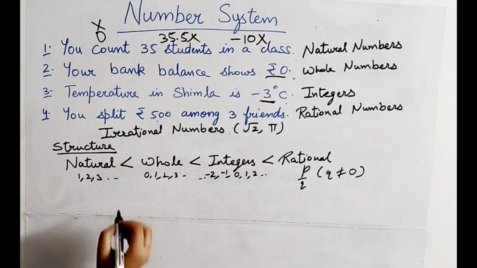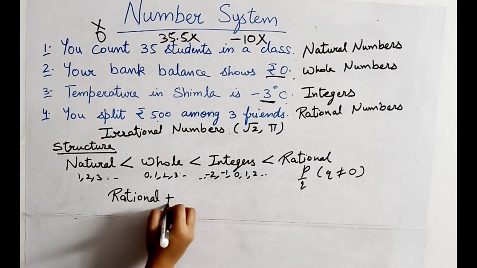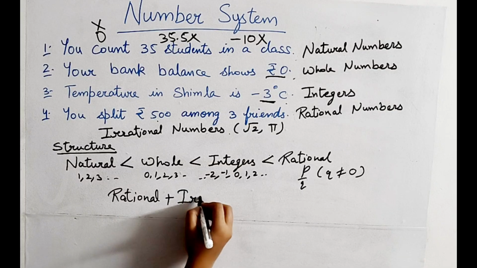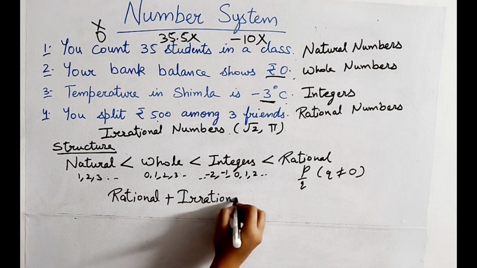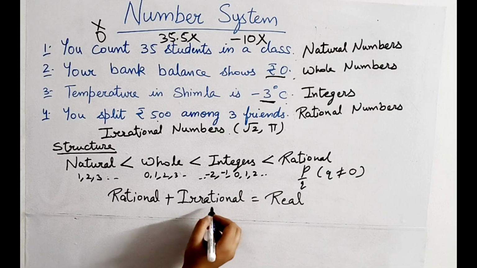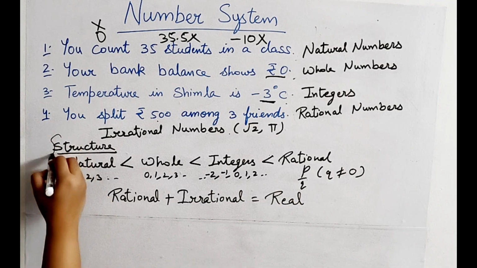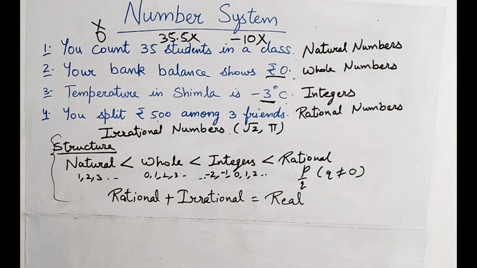Another important point is rational numbers plus irrational numbers are real numbers. So both rational and irrational are real numbers. So I hope the basic structure of the numbers is clear.